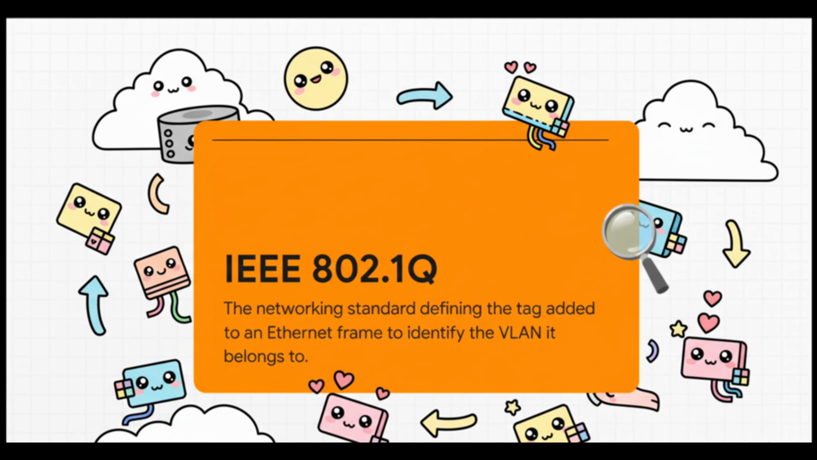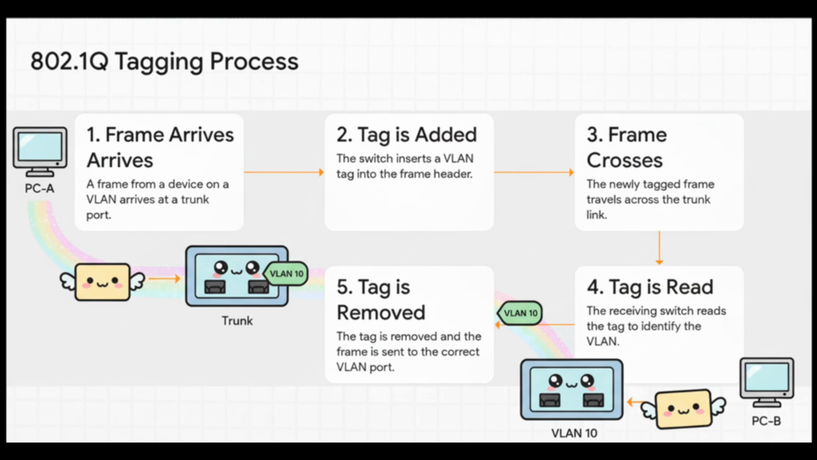Now, the official fancy name for this process is the IEEE 802.1Q standard. Just think of it as the universal language that all network equipment agrees to speak. It's the rulebook that says exactly how to add a tiny 4-byte digital tag to a piece of data. This tag works just like a label on a moving box, you know? It clearly marks which VLAN, which virtual network, that box belongs to. And the process itself is just beautiful in its simplicity.